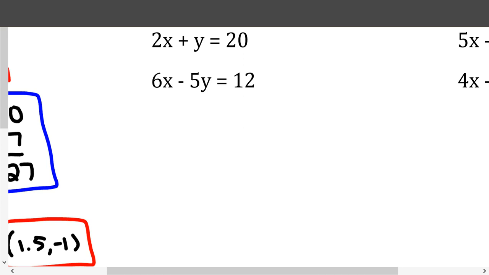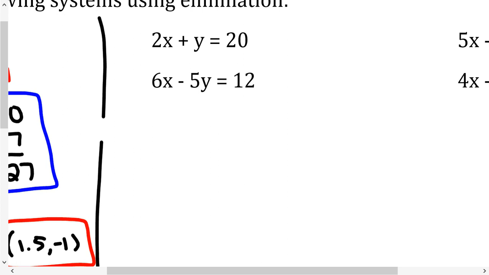So here, 2x plus y equals 20, 6x minus 5y equals 12. Now let's do something a little bit different. Say I wanted to eliminate the x's, just for the sake of it, right? I can eliminate whichever variable I decide I think is easier.